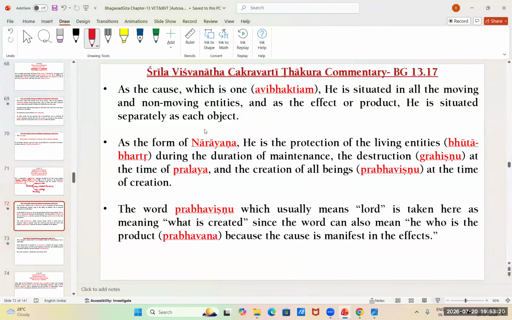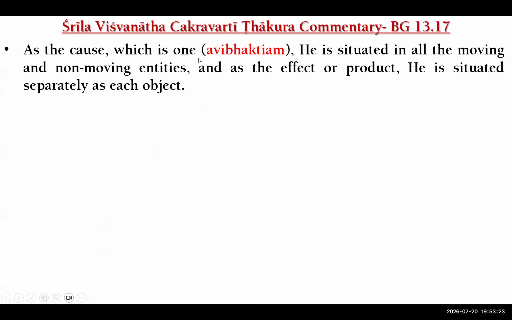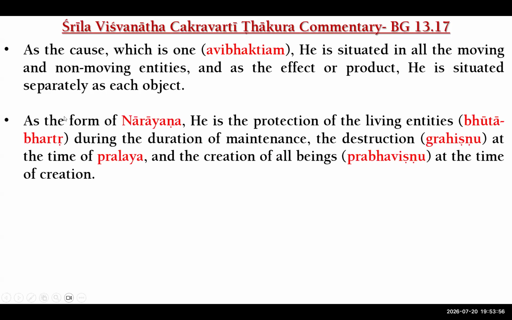Okay, let's go to what Vishnu Jagatakur says. As the cause, which is one, Vibhaktam, he is situated in all the moving and non-moving entities, and as the effect or product, he is situated separately as each object. So as the cause, he is one. But then, how many Garbhodakshayi Vishnus are there? As many as the Brahmandas. But he is one. As Mahavishnu, he is one, but he divides himself unlimitedly into as many Brahmandas. So similarly for Kshirodakshayi Vishnu.